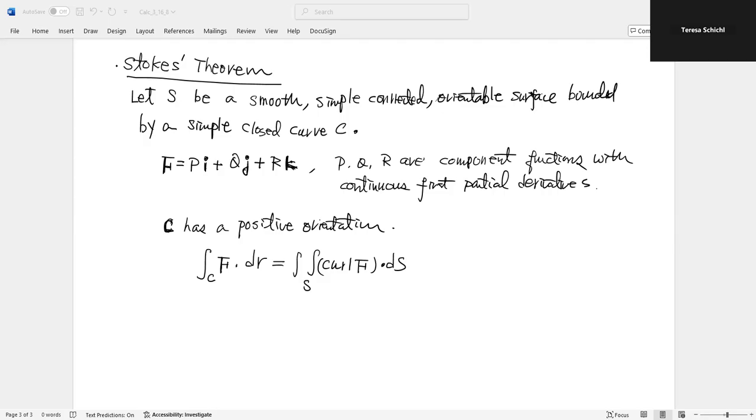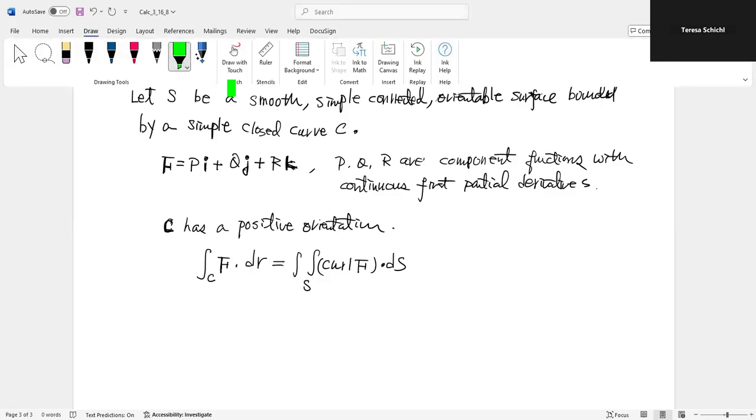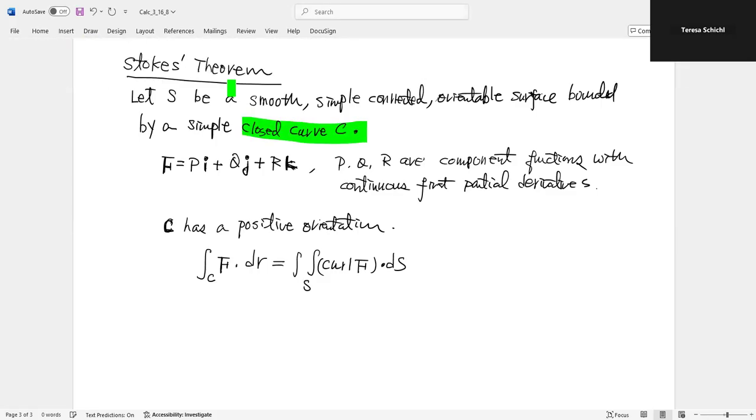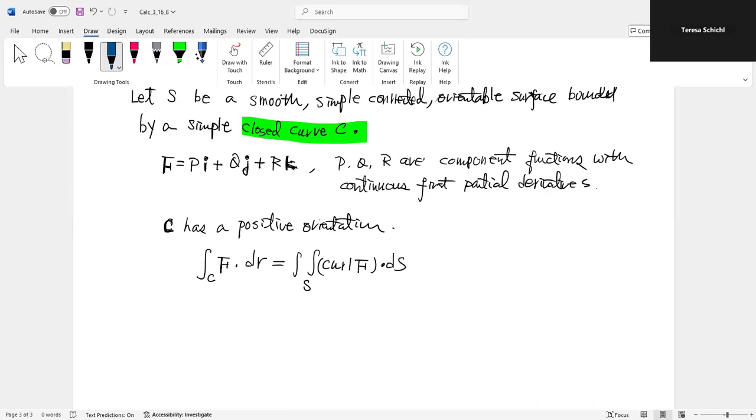Let S be a smooth, simple, connected, orientable surface bounded by a simple closed curve. The keyword here is a closed curve C. Then you have a vector field F equal to Pi plus Qj plus Rk, where P, Q, R are the component functions. Here, C has the positive orientation.